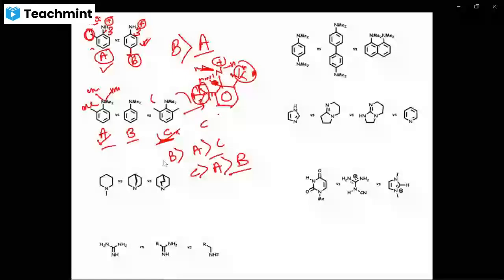In the case of A, both steric inhibition of resonance as well as the solubility factor are present, so both are enhancing the basicity. For B, there is no steric inhibition of resonance, but these methyl groups are pushing electrons, so the nitrogen atom's availability increases. That factor is present. For C, although steric inhibition of resonance is present, the solubility is very low, and that's why it is least basic. So the basicity order will be: A will be most basic, then B, and then C. Okay, understand?